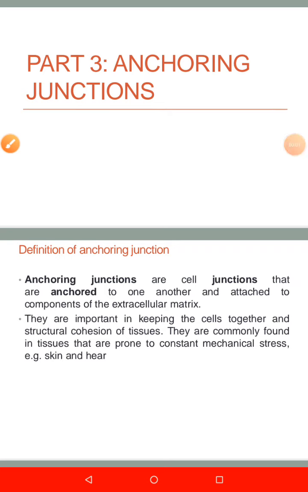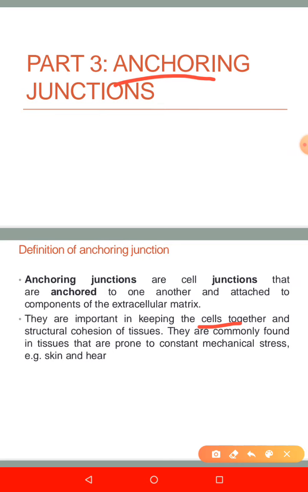Okay, welcome back. Then the next cell junction is called the anchoring junction. Anchoring junctions are cell junctions that are anchored to one another and attached to the component of the extracellular matrix. Remember, I said the extracellular matrix is the three-dimensional network of extracellular macromolecules such as collagen, enzymes, and glycoproteins that provides structural and biochemical support to the cell. They are important in keeping the cell together and in the structural cohesion of tissues.